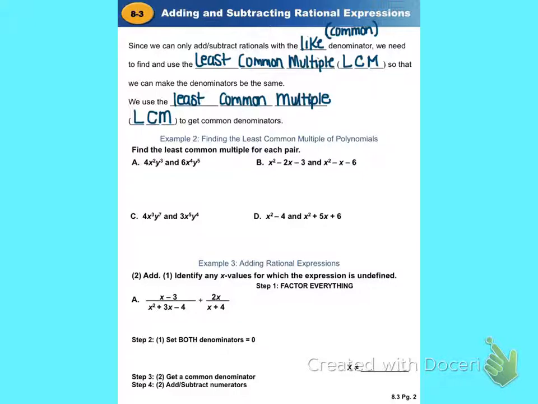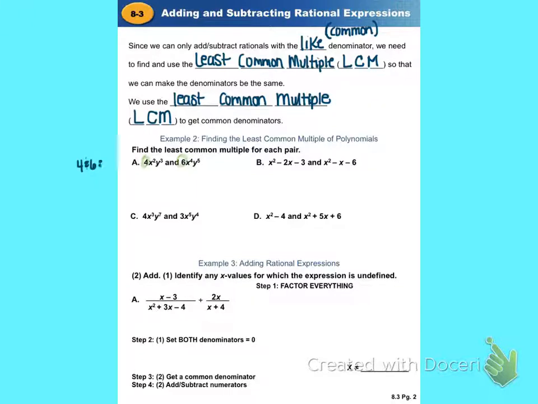So example 2 asks us to find the least common multiple of some polynomials. So let's take a look at example A. Those are both monomials, just single term polynomials. And so if we wanted to find the least common multiple, because it's got variables and numbers, we're going to look at it in pieces. Let's take a look at the two real numbers, the coefficients, the 4 and the 6. If I wanted to find the smallest number that 4 and 6 divide into, I think about the multiples of 4 and the multiples of 6. The first one I come to that's common is 12.